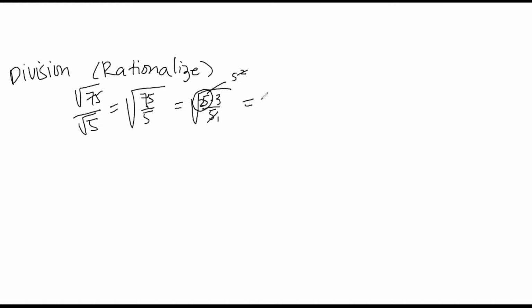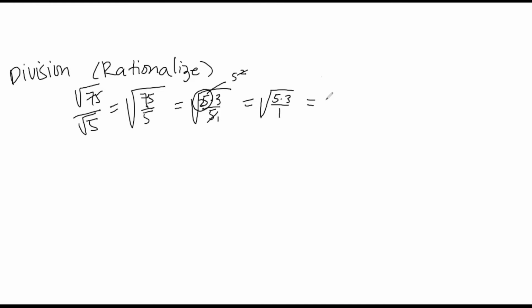So we can say that it is square root of 5 times 3 over 1. And we know that square root of 1 is just 1. And the denominator 1, we can try to not write it at all.